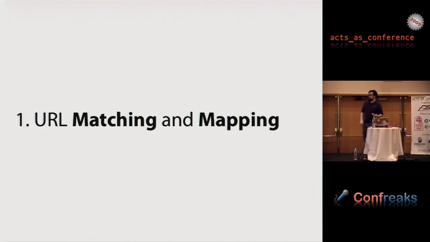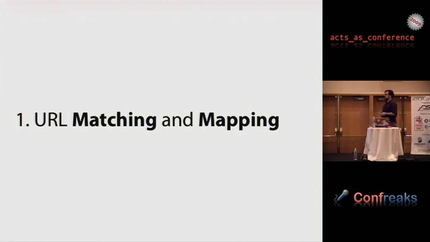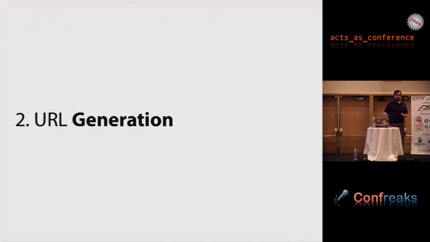So first of all, what does a router do? It actually does two things. When people think about routers, they don't really think about everything that routers do. The first thing they do is URL matching and mapping, which is basically inbound URL, tell me where to go. They also do URL generation. Actually, that's usually the same component. All Ruby libraries that do routers now also do URL generation.